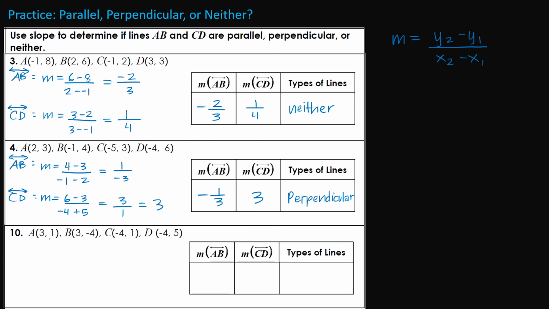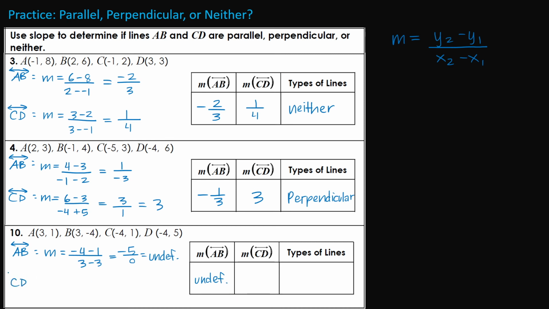Number 10, I've given these points. Let's find the slope of line AB. And that would be negative 4 minus 1, change in y, divided by 3 minus 3, change in x. And I get negative 5 over 0. That is undefined. I'm going to abbreviate here. This is an undefined slope because we cannot divide by 0.